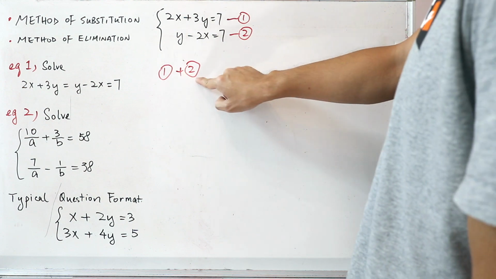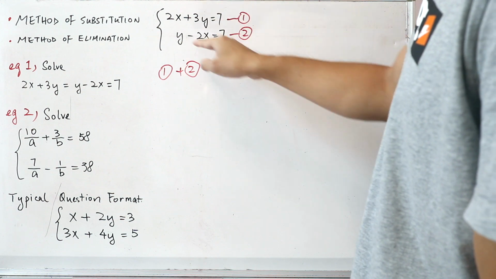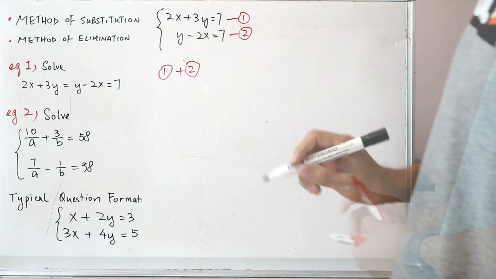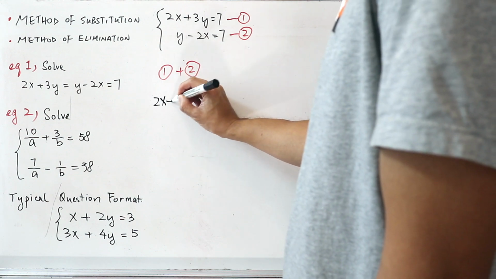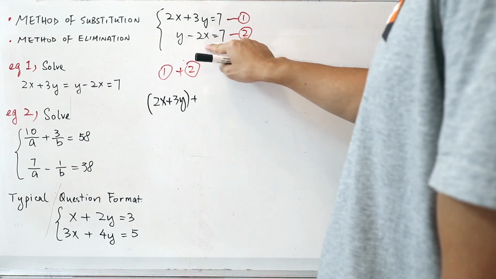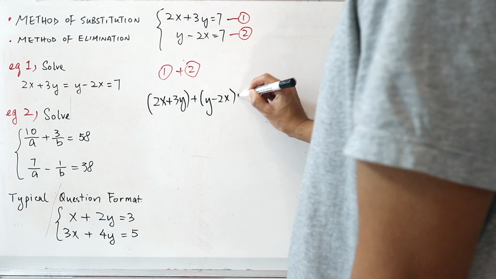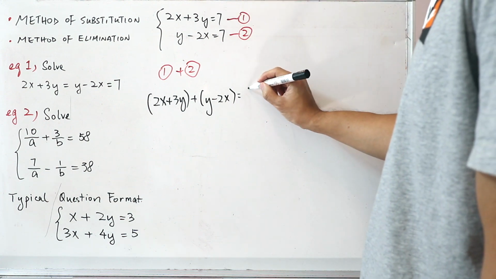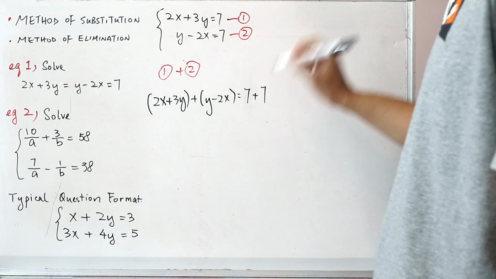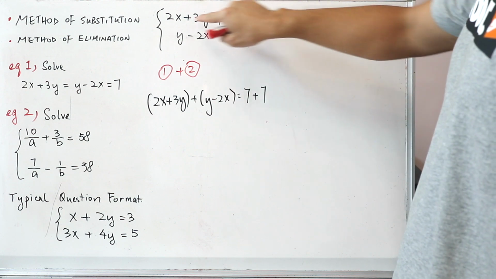The meaning of equation 1 plus equation 2 is that you add the left-hand side of equation 1 with the left-hand side of equation 2, and you do the same thing for the right-hand side. The left-hand side of equation 1 is 2x plus 3y, okay? And the left-hand side of equation 2 is y minus 2x, okay? Equals the right-hand side of equation 1, which is 7, plus the right-hand side of equation 2, which is also 7.